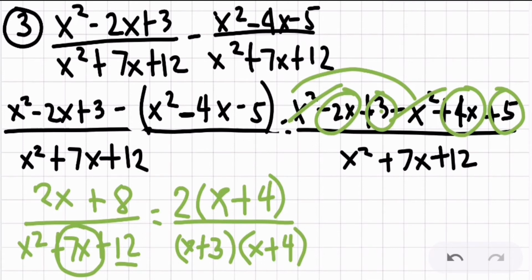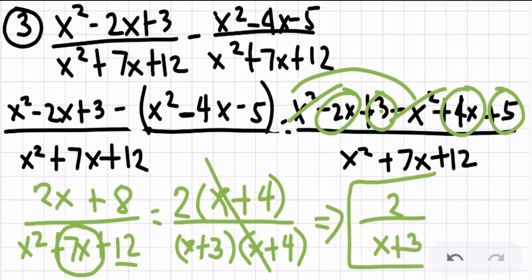So now look at your numerator and denominator. We can cancel out x plus 4. So we will be left with 2 over x plus 3, which is now our final answer.